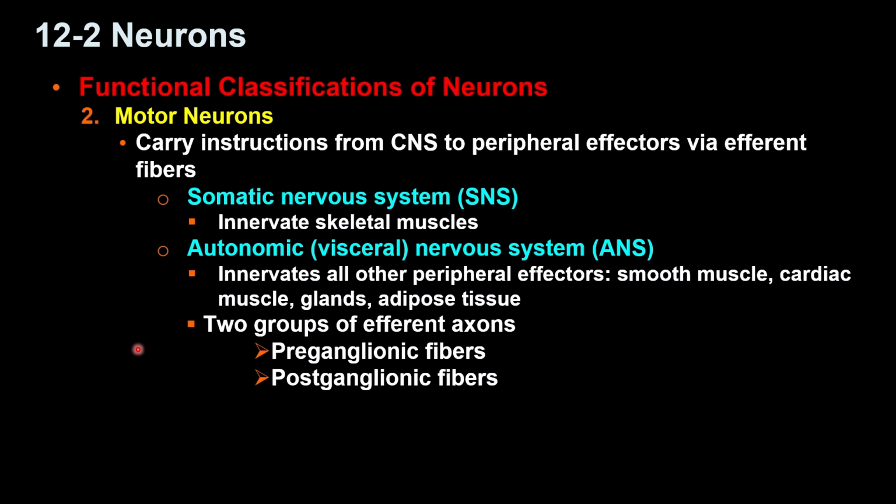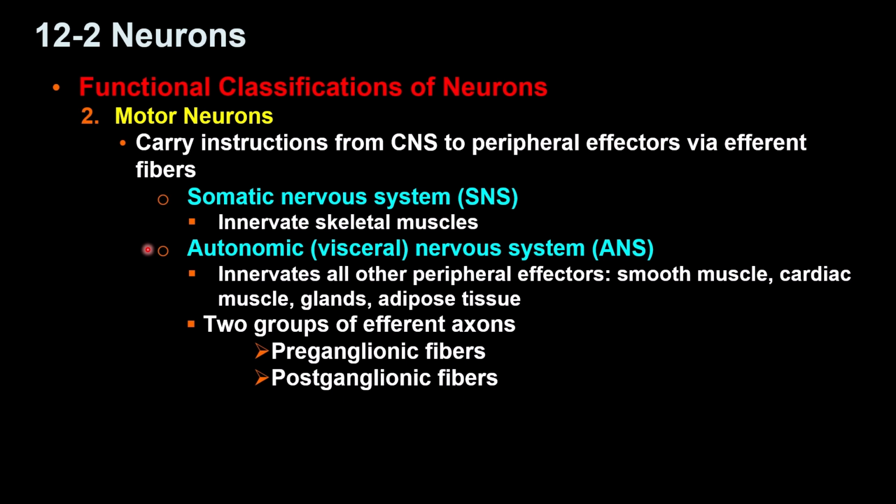Then there is the motor neuron. The motor neuron again divides into two. One is the somatic one, and somatic is conscious, so that is the skeletal muscle. And the second one is the subconscious one, which is the autonomic or visceral system. This is going to the smooth muscle, cardiac muscle, glands, adipose tissue, and lymphatics.